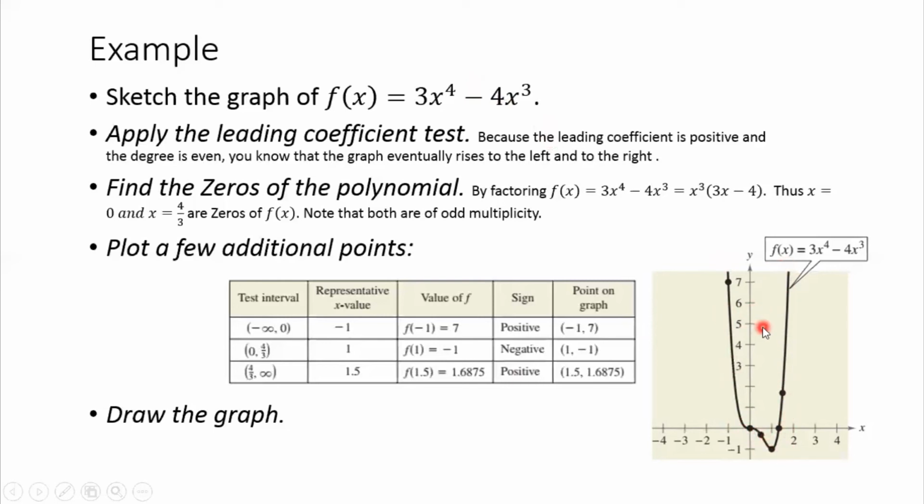Okay, so that's the graph of f of x is equal to 3x raised to 4 minus 4x cubed. So that is how we graph a polynomial using leading coefficient test, finding the real zeros, and also plotting additional points, using the x-intercepts. Then you create the intervals and you select representatives in that interval. Then you substitute the representative to the given function, find the sign, and have the points on the graph.